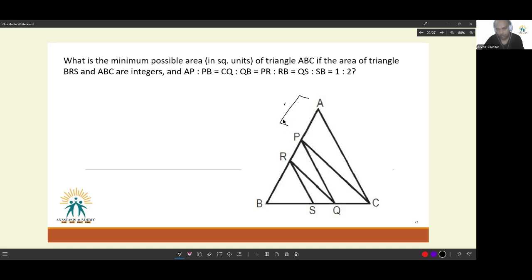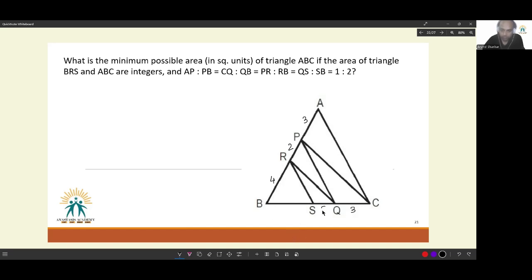So if this is 1, this is 2. But we are also told PR is to RB is 1:2. So if this is 1, this is 2. So PB can be broken down into 2 parts, can be broken down into 3 parts. All I do very, very quickly is let PB be 6. If it is broken down into 1:2, this is 2. And this is 4. And this is 3. And the same thing is happening on the other side as well.